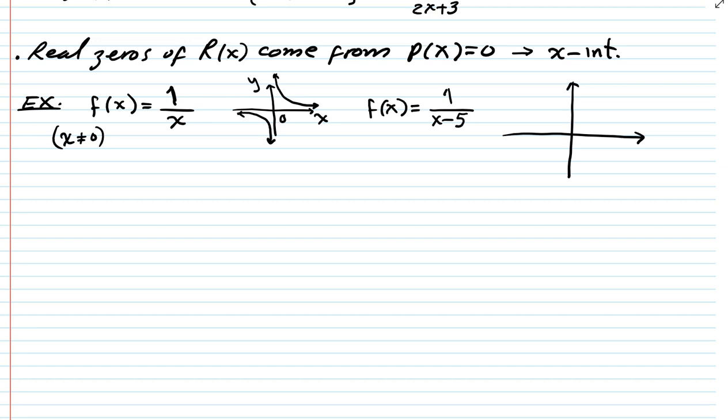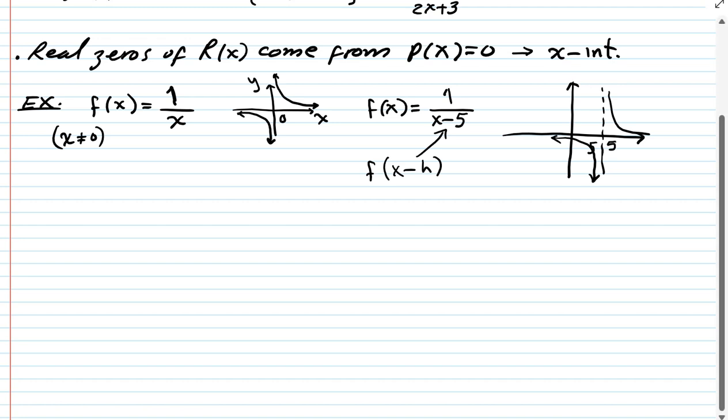And we can use translations here. This is the same as f of x minus h, where you change x to x minus 5. So here we have a horizontal shift to the right by 5 units. So this is 5, and you simply redraw the graph. And that will be the graph of this function. And here's your 5.